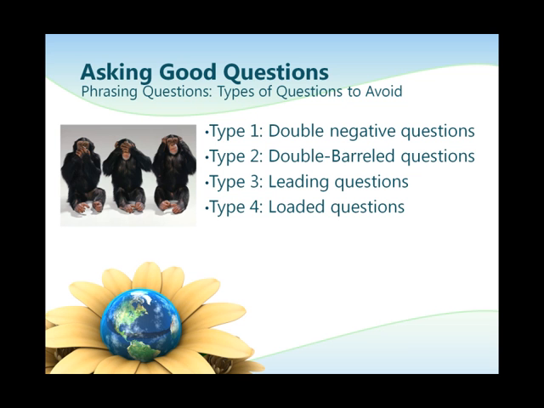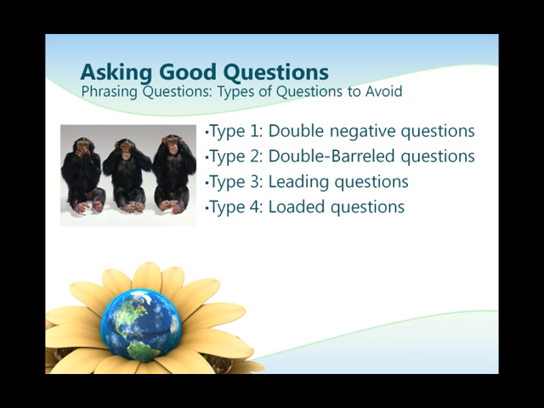The fourth type is the loaded question. This is also an informal fallacy that asks a question that presupposes something that hasn't either been proven or accepted by everyone involved. So it's a complex question. Most of the time, these loaded questions include some kind of controversial assertion or loaded language.